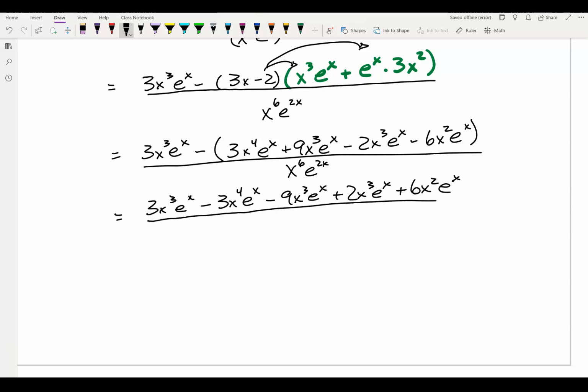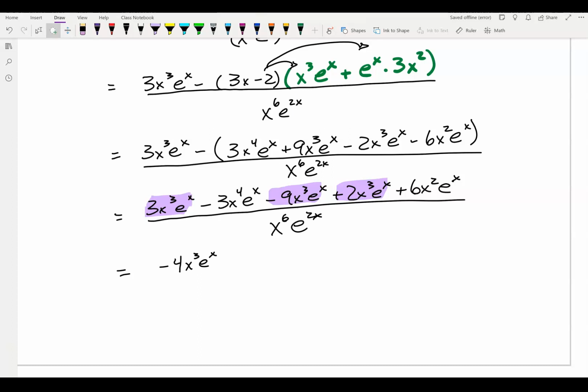All of that, x to the 6th, e to the 2x on the bottom. All right, let's go hunting for terms we can combine. This guy is x to the third e to the x. Here's an x to the third e to the x. And here's an x to the third e to the x. And we get 3 minus 9 is going to be a negative 6, plus 2 of them is going to give us a negative 4 x to the third e to the x. That's all the purple.